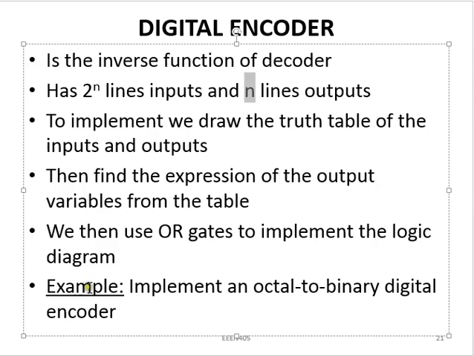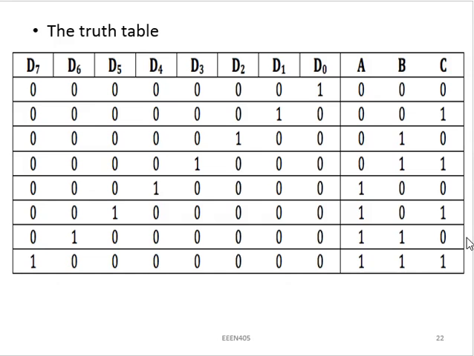To understand this, here is a typical example. We are asked to implement octal to binary digital encoder. Octal, we know, is base 8 and binary is base 2. So in order to do this, for octal we have up to 8 possible variables, and we designate them from D0, D1 up to D7, and this octal is 2 raised to power 3. Therefore my n should now be 3, which means my output in binary should be 3 bits, and I represent them by A, B, and C.